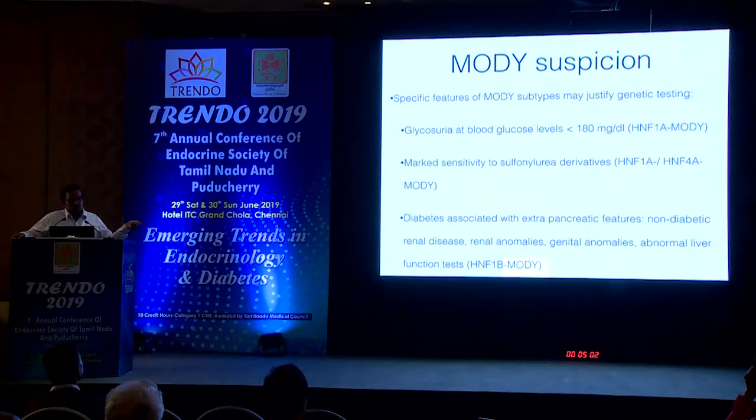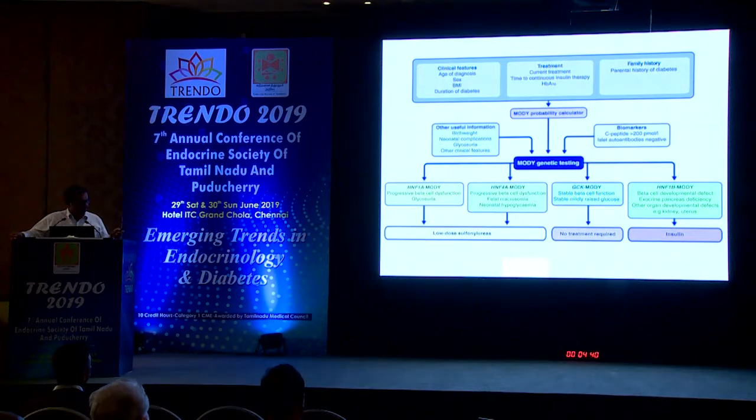If you have glycosuria at a blood glucose level less than 180, that may trigger your suspicion for MODY. Marked sensitivity to sulfonylureas: I put them on sulfonylurea, they work very well. I stop it, things go out of control. That's a usual clue to MODY. And diabetes with extra-pancreatic features, renal stones, renal cysts, renal abnormalities, abnormal liver function tests can be seen with some of the classes of MODY. So again, that's very important.